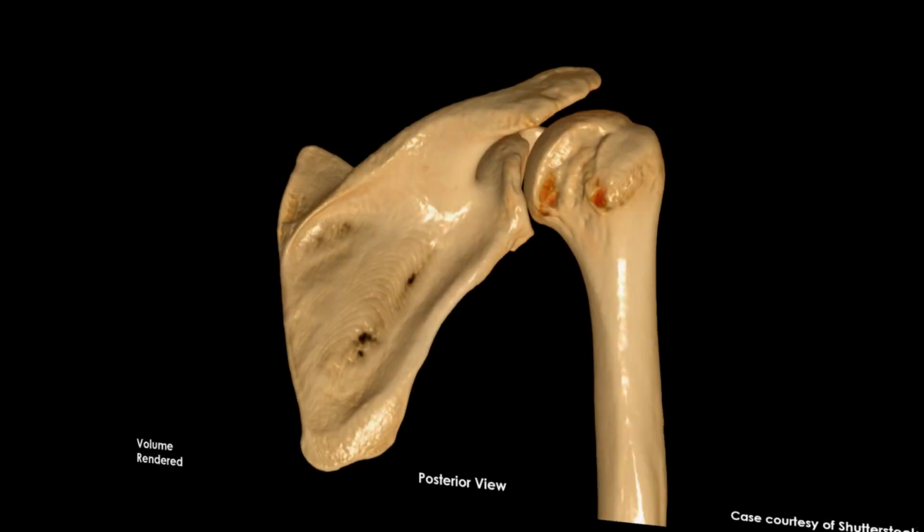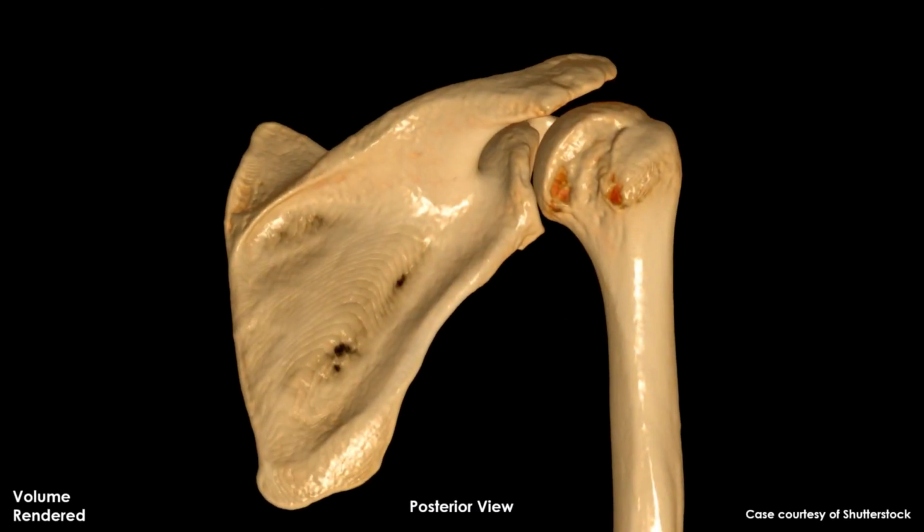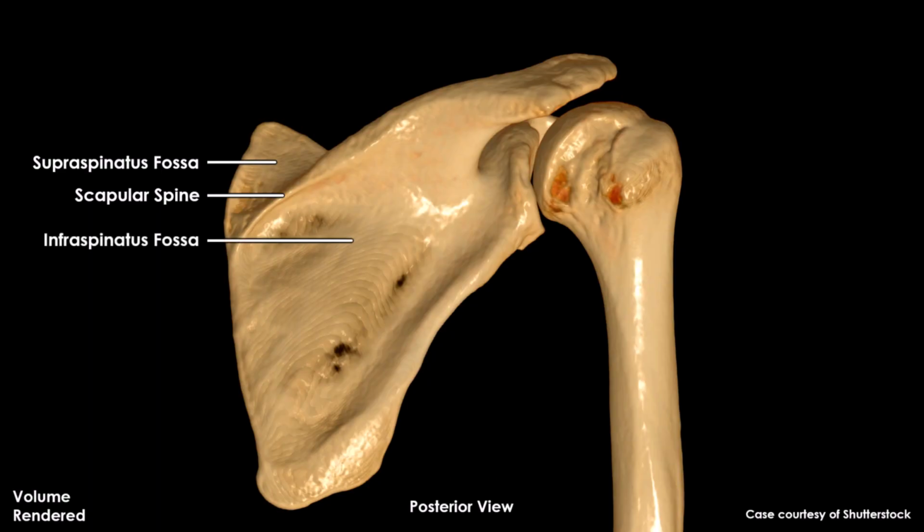Now we'll look at the other side of this image. This is a posterior view of the scapula and humerus. The sharply defined ridge along the posterior surface of the scapula is called the scapular spine. The scapular spine creates two distinct surfaces on the posterior side. The surface above the scapular spine is called the supraspinatus fossa. The surface below the scapular spine is called the infraspinatus fossa. Both of these fossae are important points of muscle attachment. The scapular spine extends laterally to form the acromion.